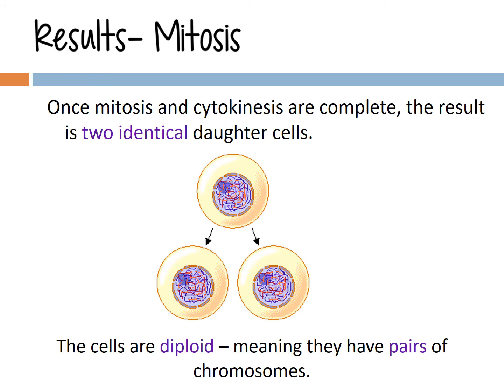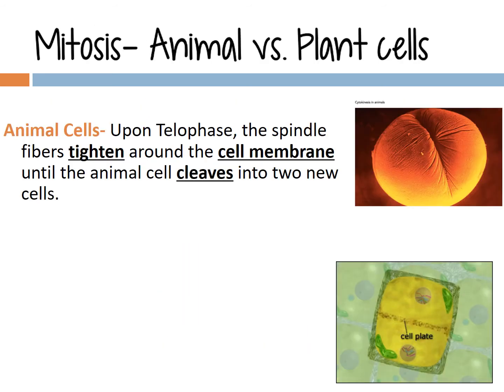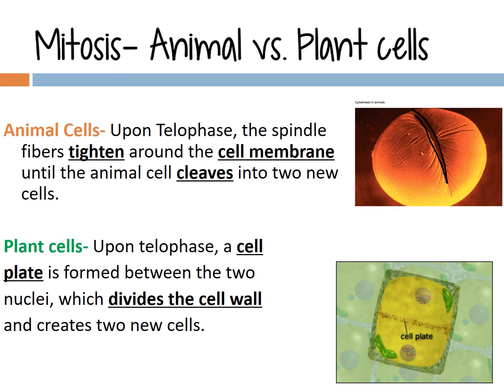Once it's complete, we get 2 daughter cells, and those numbers are diploid. We said that already. All right. Let's talk about plant versus animal because it is different. In animal cells, upon telophase, the spindle fibers tighten around the cell membrane. Looking at this, it's tightening. Just picture thread going over something and tightening it, and you basically just pull it tight until it separates into 2 separate ones. You get your new cells that way.